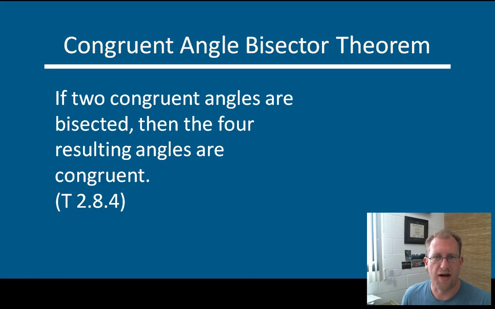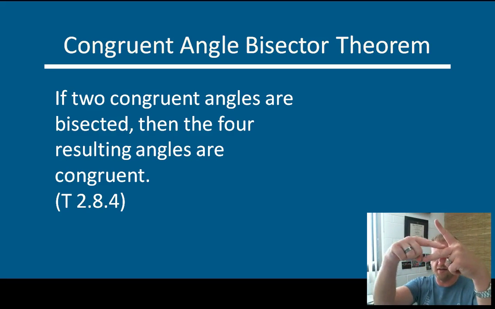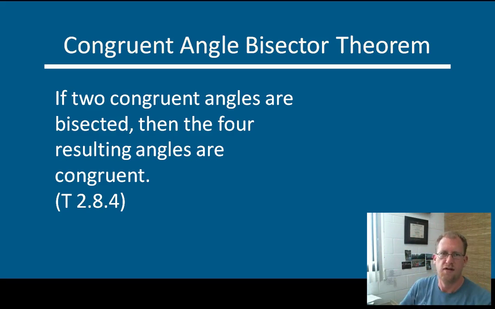The congruent angle bisector theorem, very similar to the segment bisector theorem, says that if 2 congruent angles are bisected, then the 4 resulting angles are congruent. So just like I take an angle and I cut it in half and this is the same as this, I can now say here I have this angle and I have this angle and they are congruent. And so when I cut one in half and I cut the other in half, I now have 4 small angles that are all of equal size. Okay? Pretty common sense stuff.